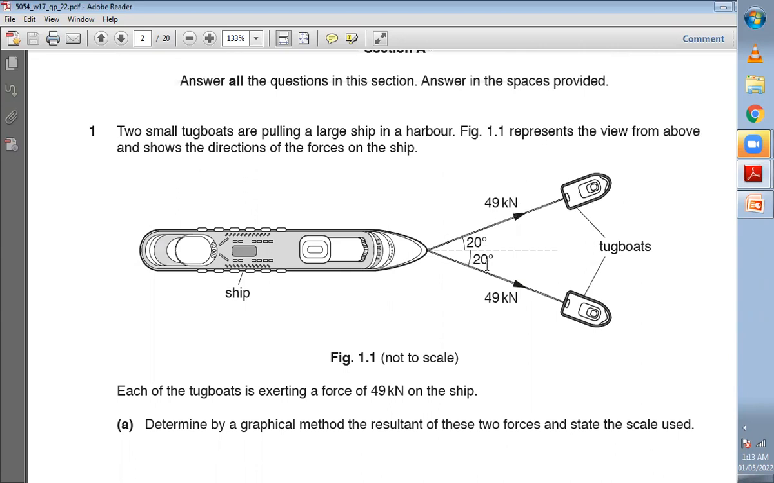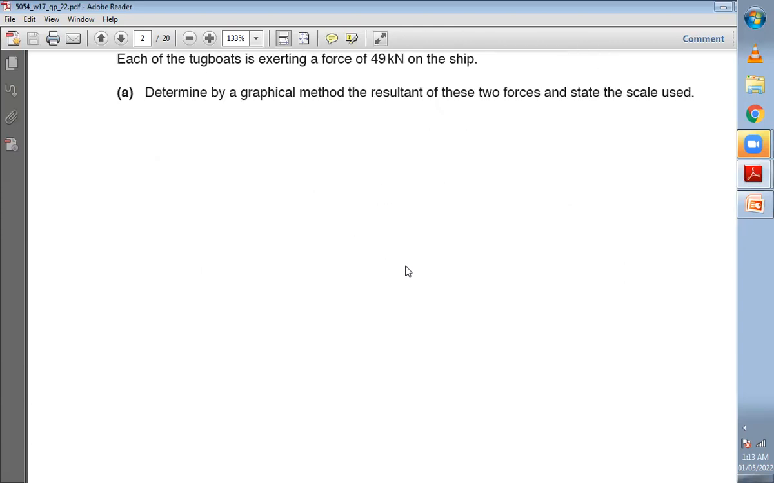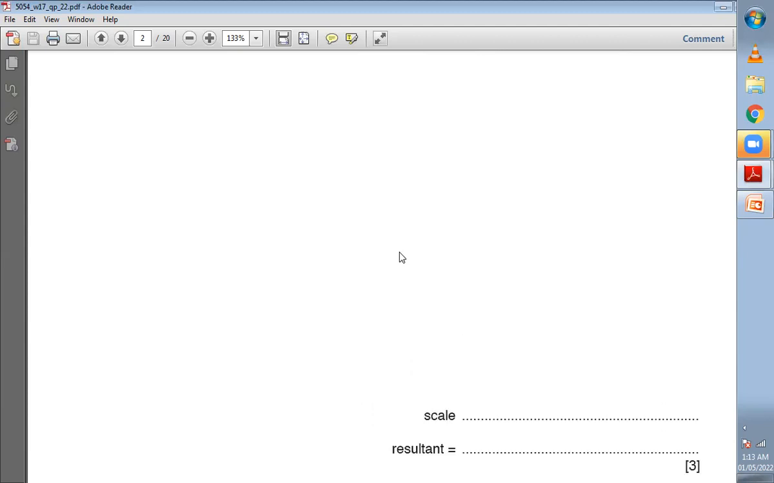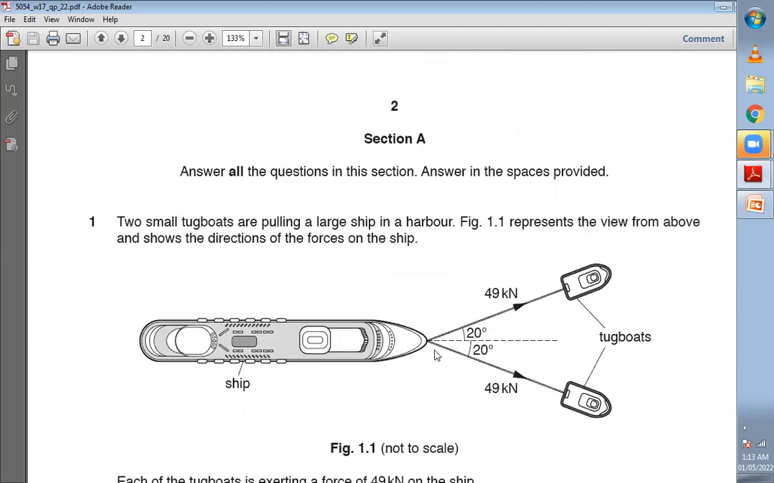Okay, so we have to find the resultant of these two forces, and we have to use the graphical method. It's the addition of two vectors because forces are vectors. So we will use the graphical method and add these two forces. I will use the parallelogram law method. In this 3-mark question, you have to mention the scale and you also have to tell the resultant. Okay, so these are the two forces.